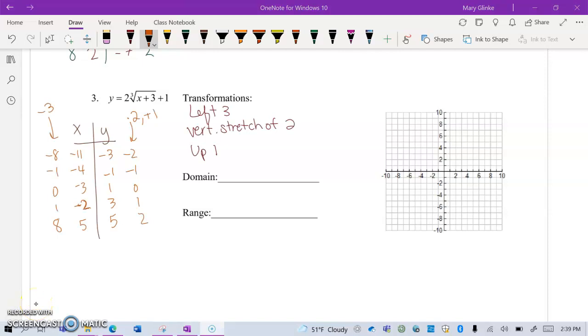Okay, let's see our table here. You should have -11, -4, -3, -2, and 5 for your x values. Your y values then would be -3, -1, 1, 3, and 5. So if we were to then go ahead and graph those, we would then get the picture of what this cube root function that is moved left 3, stretched vertically by 2, and moved up 1 would look like. Your domain being -infinity to +infinity, as would your range.